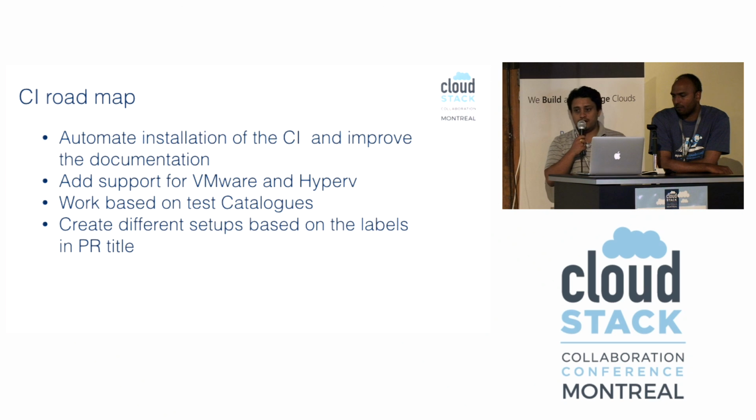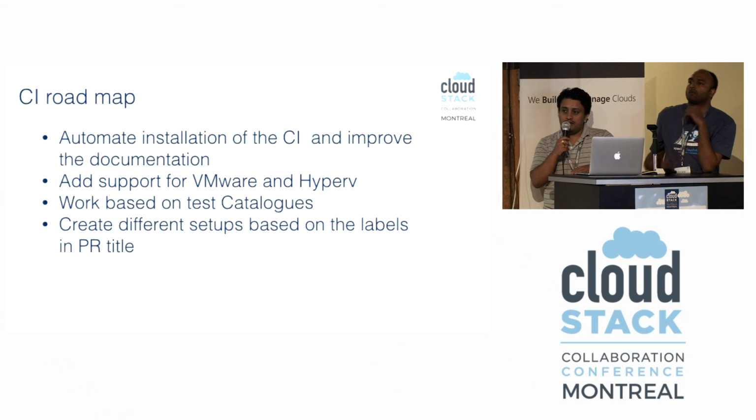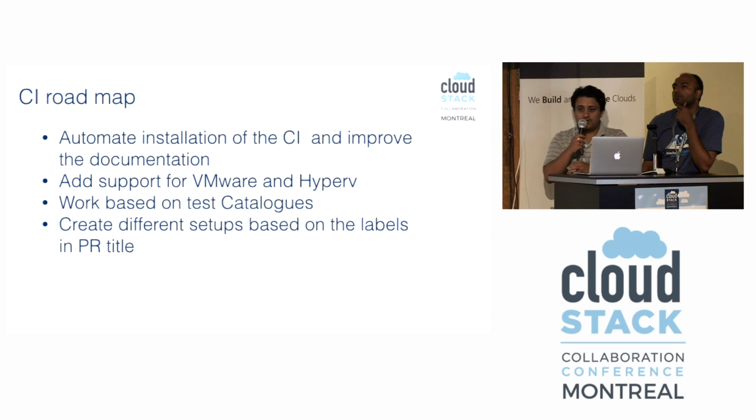And the other thing is currently there is no way to tell what hypervisor you want to test the PR on. So we are by default testing it against Xen server. But what we'd like to see is some structure in the PR title, so that you can add tags saying run this PR against Xen server or VMware, and the CI should be able to look at the title of the PR and then decide, okay, the tag says I need to run on a particular type of hypervisor, so it should go and create that particular setup and start running. So these are things that we'd like to do as a part of the roadmap.